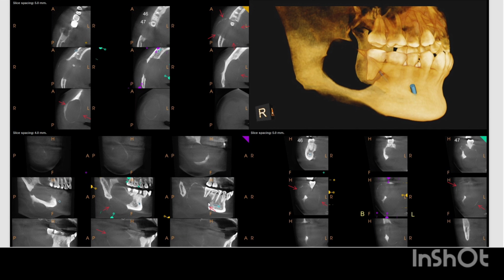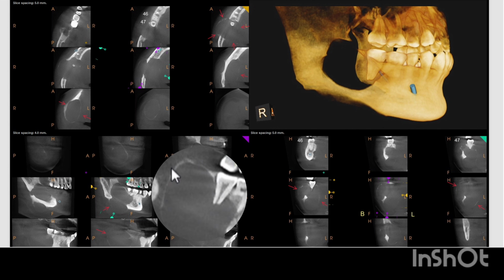The patient further went for a biopsy, where the histopathological result came out to be ameloblastoma, and the treatment plan considered was resection of this tumor followed by a reconstruction plate.